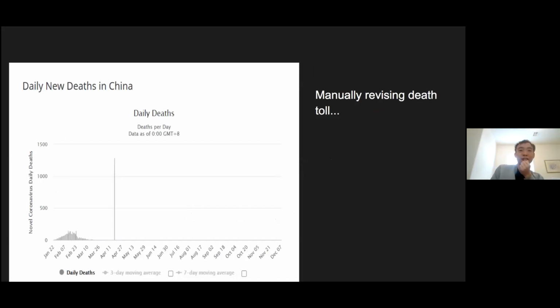Here's the death count. Basically, after April, there's pretty much no death at all. But weirdly, around April, there's a spike, but it's not really a spike. It's the public officials readjusting the death toll. People say it's suspicious, but they say they are coordinating all the data with all the hospitals. So that's why you see a spike.